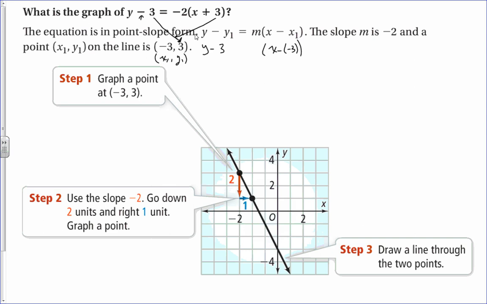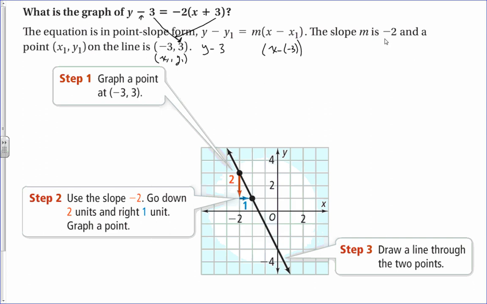It's important to remember that since this is y minus y1, this looks like it's a negative 3, but in reality it's a positive 3, and this is x minus x1, so it looks like a positive 3, but it's really a negative 3. But if you just remember to change your signs when you bring the numbers to put them in your parentheses, that can help too. And we know the slope is negative 2.